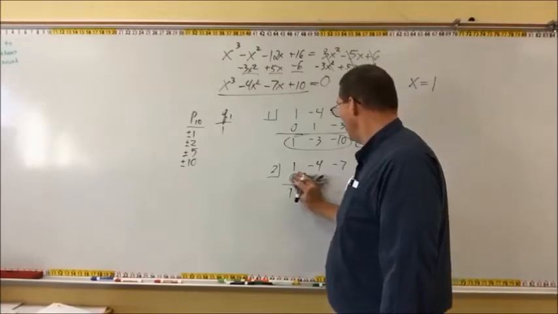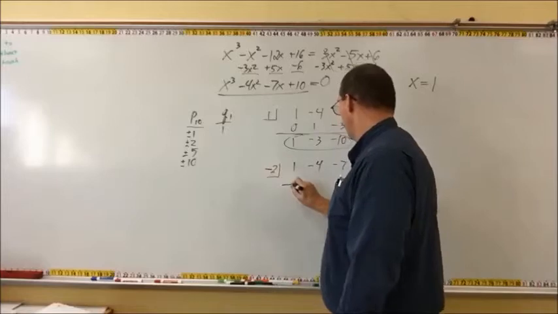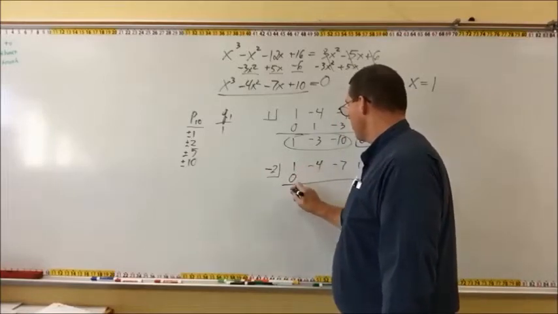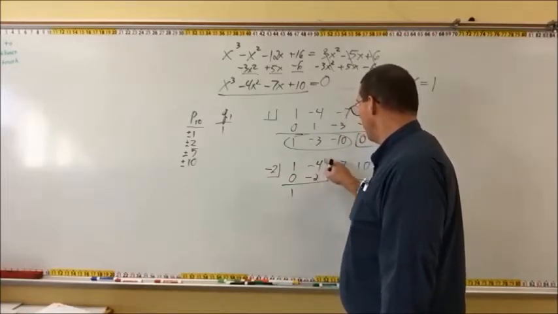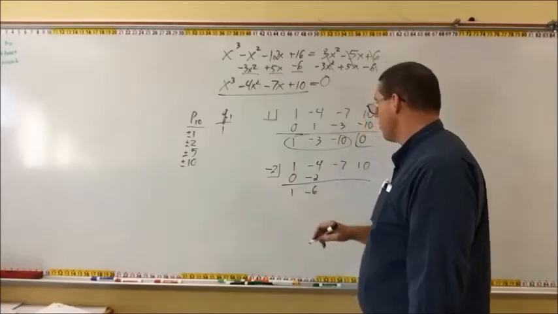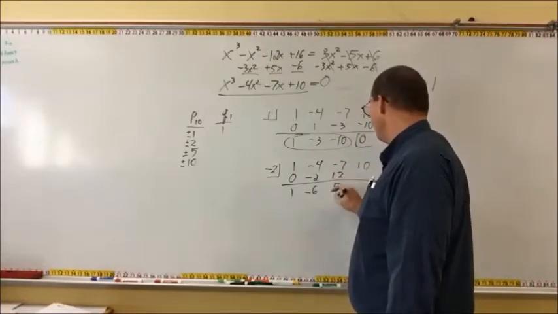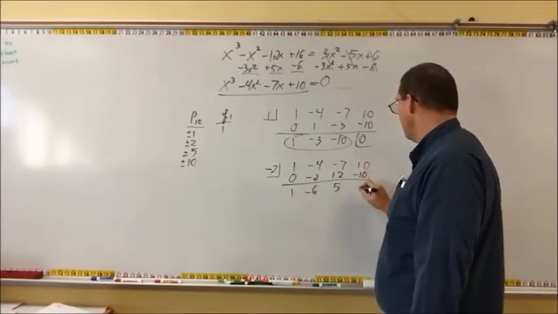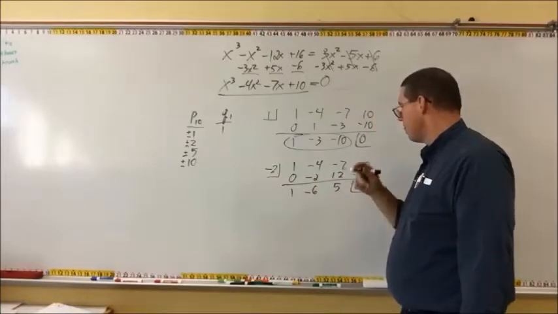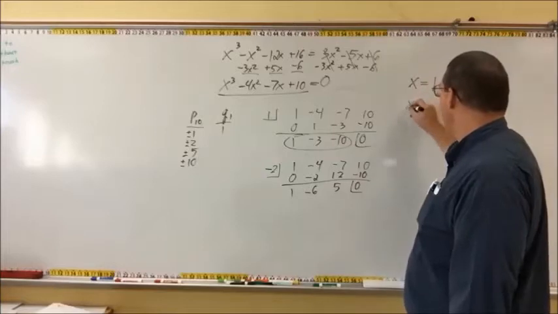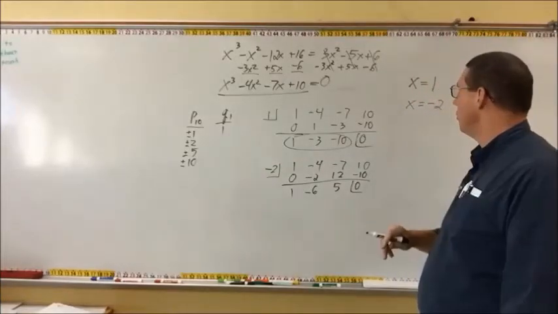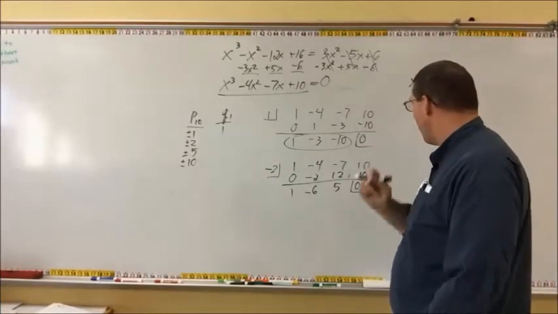Let's move on to -2. Put a 0, 1 plus 0 is 1, times -2 is -2, minus 4 is -6. -6 times -2 is +12, minus 7 is 5. 5 times -2 is -10, with a remainder of 0. And so one of my solutions is -2. I can only have one more possible solution.